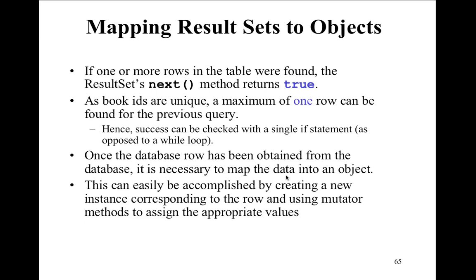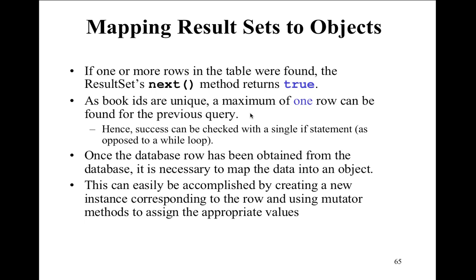We just use it. So the next method is going to go through each one of the records that's returned from the result set. And as in the book, IDs are unique, so a maximum of one row can be found for the previous query. So if at least one row comes back, we have a result set. But if we don't get one row, we don't get a result set. We have some queries that are going to run statements that return results. We have ones that are going to do updates or deletes or inserts or something. They're not going to return a result.